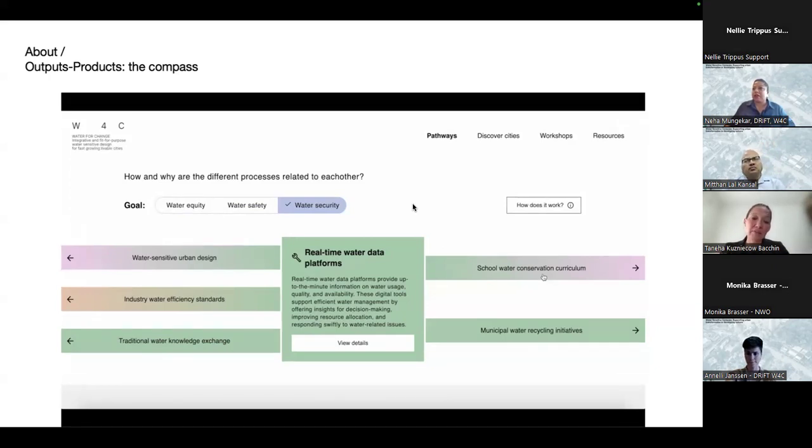So the point of the compass is to provide as much quality information as possible, which comes from the interconnection between the different domains, and allow cities to act in a practical way on what to do, who to involve, and how.